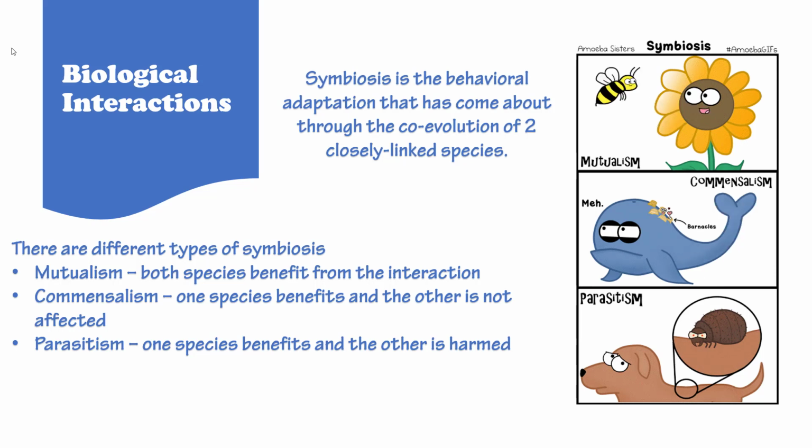Mutualism is when both species benefit from the interaction. Commensalism is when one species benefits from the interaction, but the other is not affected in any way. And parasitism. In parasitism, one species benefits from the interaction, but the other species is harmed.